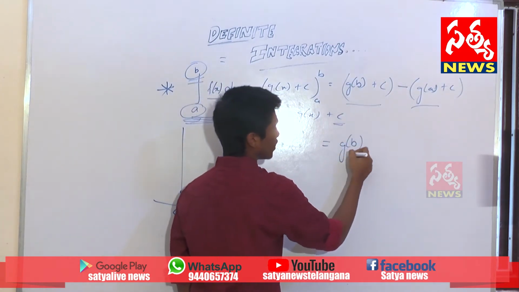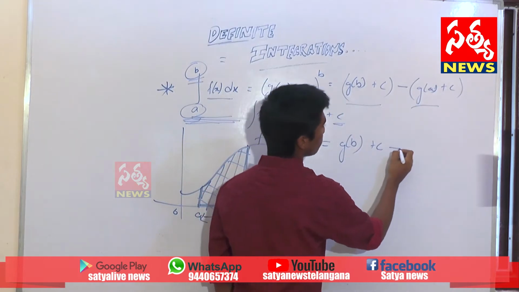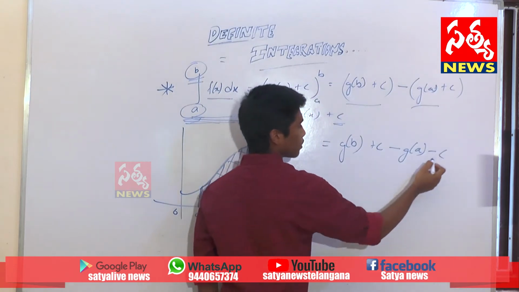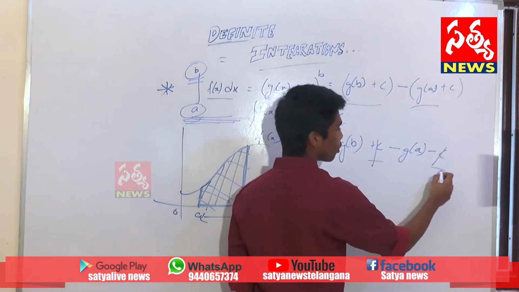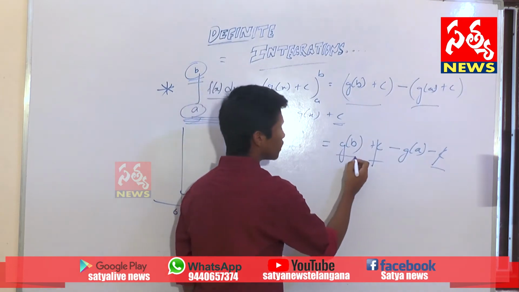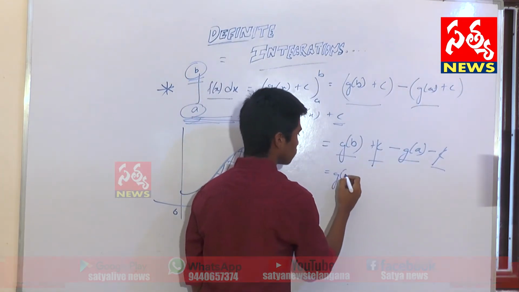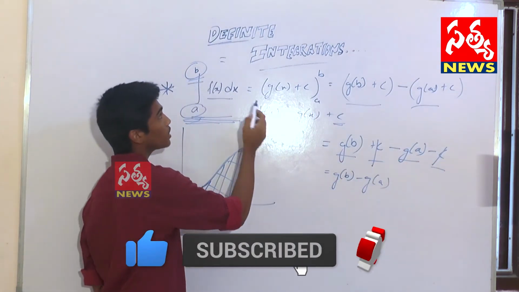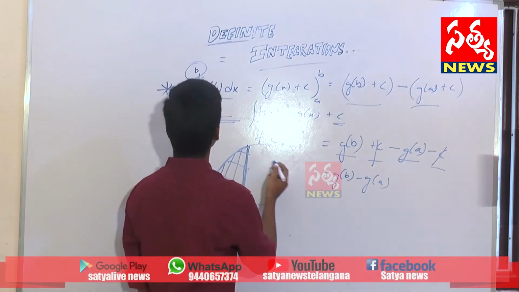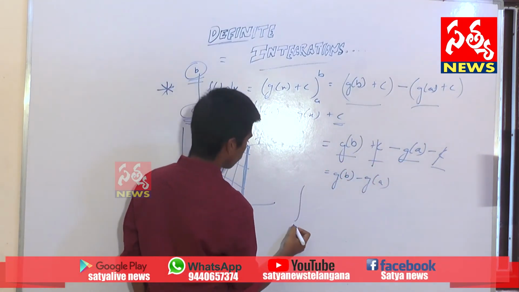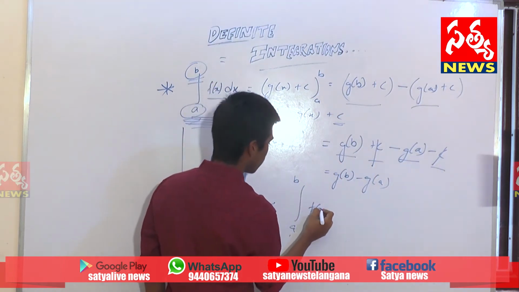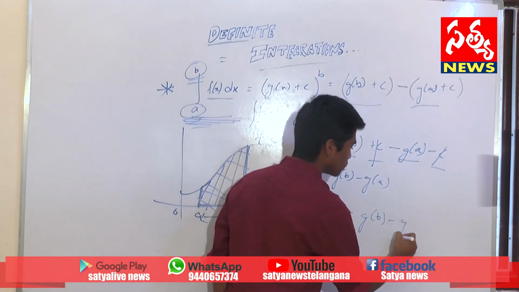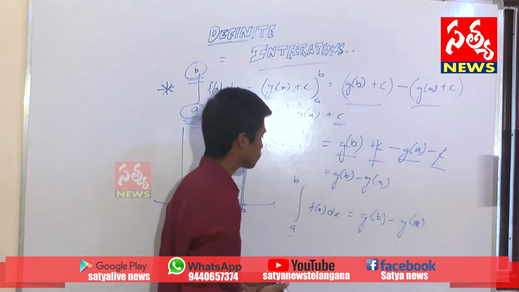So, the final answer becomes g of b plus c minus g of a minus c. See here, c gets cancelled. That means there is no constant left. Only g of b minus g of a is left. So that is the reason there is no c in definite integrations. Finally, what did we get? The integral of f of x dx from a to b results in g of b minus g of a. Okay?